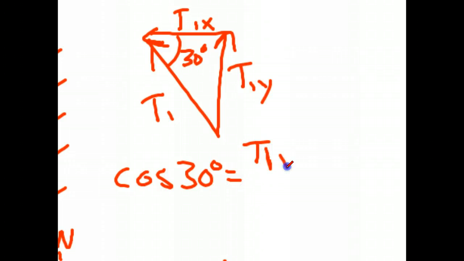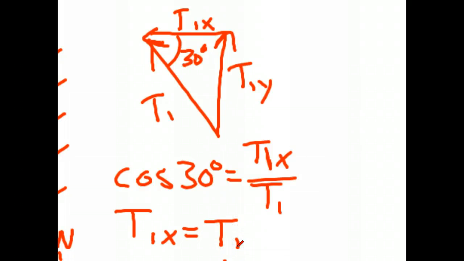Let's first do the x component. If I take the cosine of 30, I will get the adjacent T1x over the hypotenuse, which is T1. If I solve for T1x, I will have T1 cosine of 30. Now you may be asking, well, this is kind of odd because don't I want to solve for T1? Yes, you do, but you'll see what's going to happen here, okay?